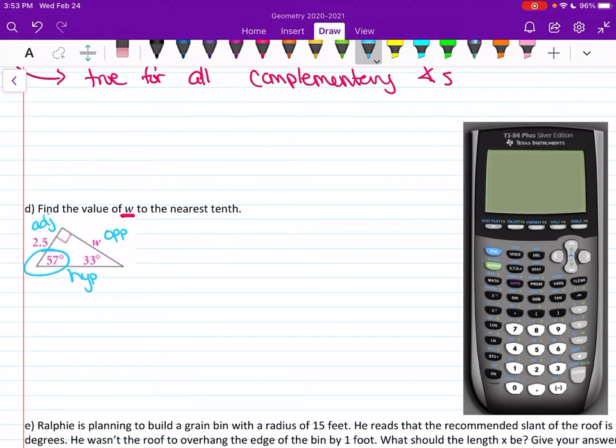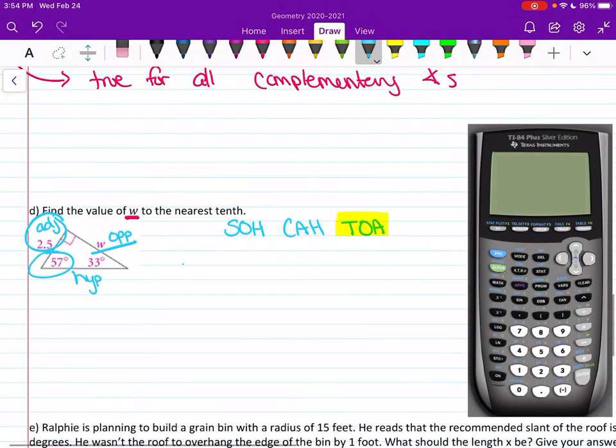So the two sides I have information about are the opposite side and the adjacent side. If I look at my trig functions, SOHCAHTOA, the trig ratio that uses opposite and adjacent is tangent. So I'm going to use my tangent ratio. So the tangent of 57 degrees equals opposite over adjacent, so W over 2.5.